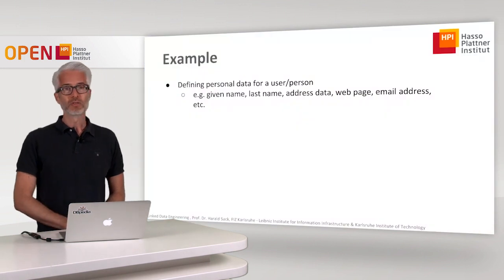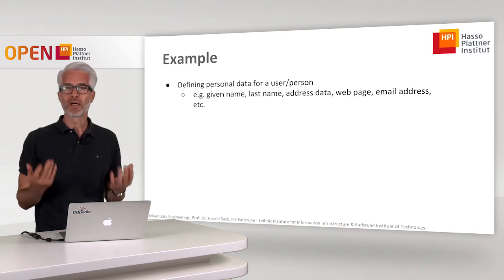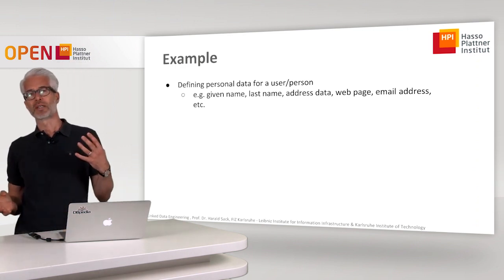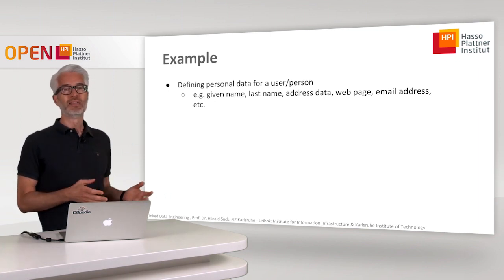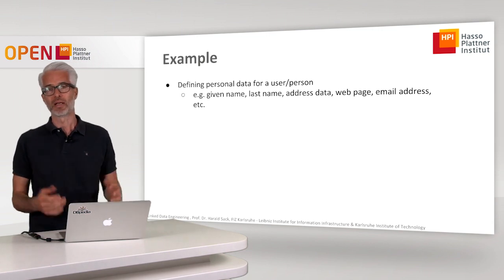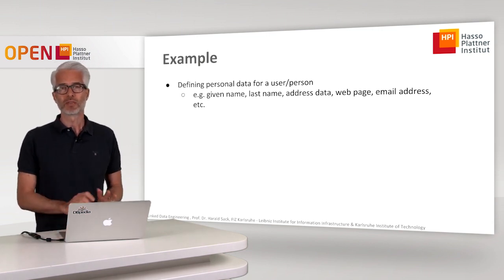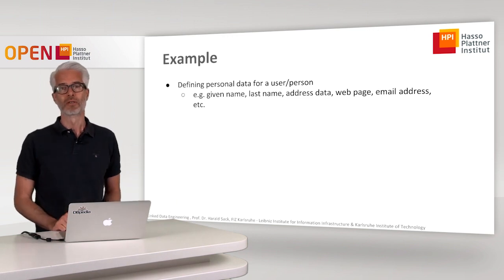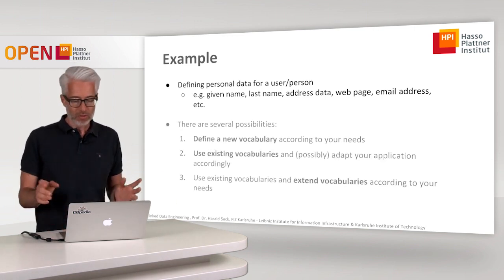Okay, assume the following situation. You want to define personal data for a user or a person, which means you want to define a given name, a last name, some address-related data like the street or the town, the place where the person lives. You want to give the definition of a web page, the email address, and so on and so on. Okay, now no big deal.